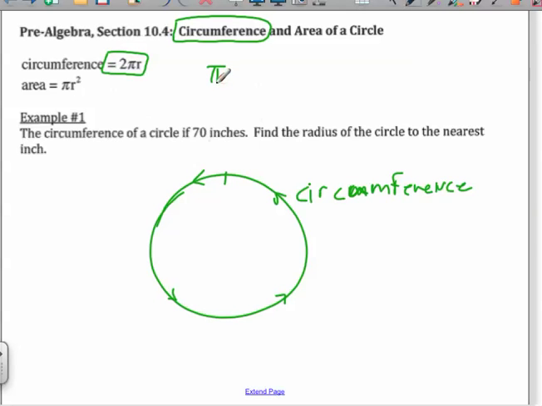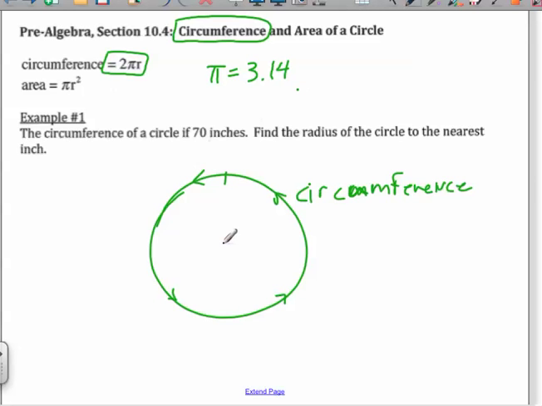We're going to let pi equal 3.14. Does it equal 3.14? No, it's irrational. It goes on forever and ever. But we're going to use the approximation 3.14 for pi. So to find the circumference of a circle, we multiply 2 times 3.14, which is 6.28, times the radius.